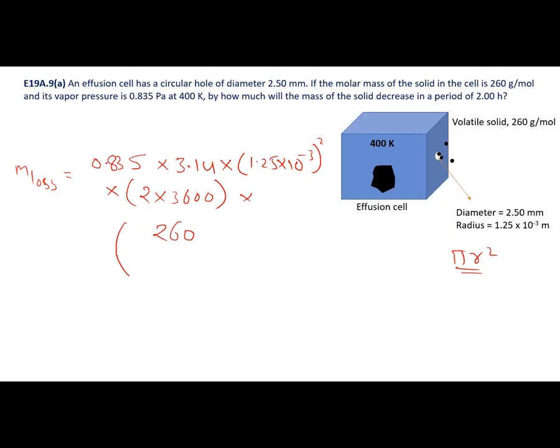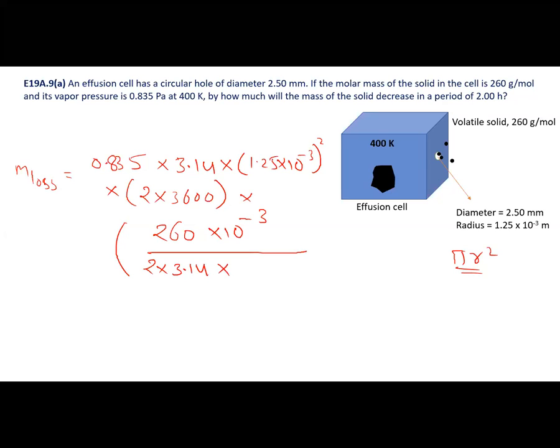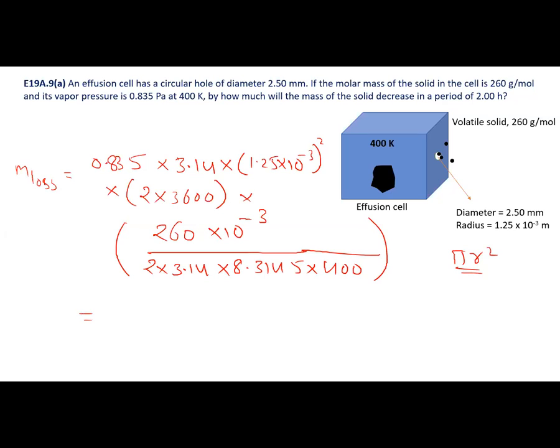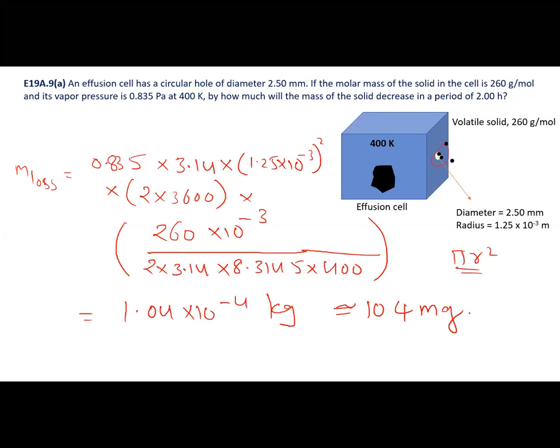And we have the other term, the molar mass, 10 power negative 3 in terms of kilogram per mole, over 2 times 3.14 times 8.3145 times the temperature, which is 400 Kelvin. So again, you calculate this math, you should get 1.04 times 10 power negative 4 kilograms, or approximately 104 milligrams. So if we just have a hole in a cell at 400 Kelvin, we will have a loss of 104 milligrams of this sample, because there is a hole for the cell.